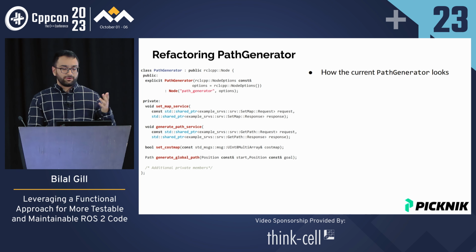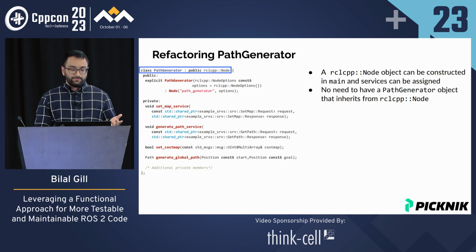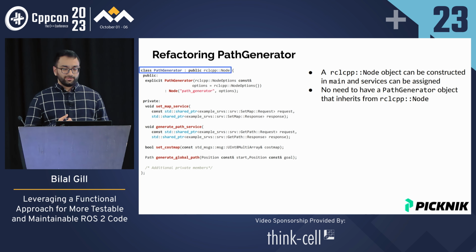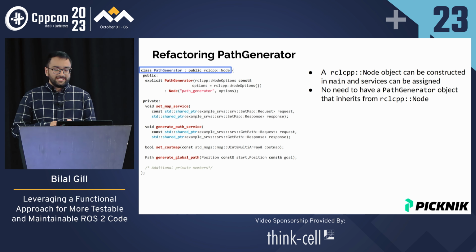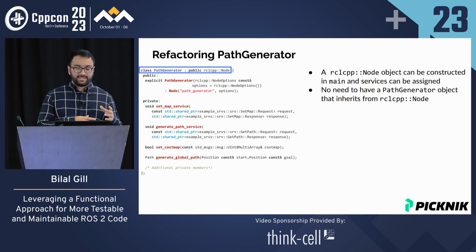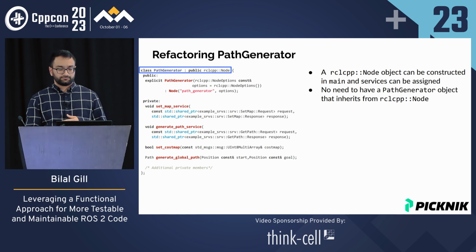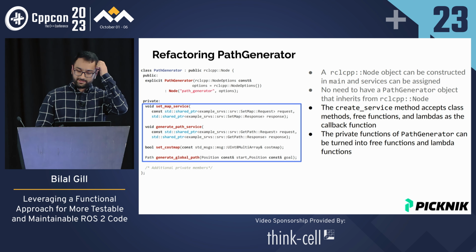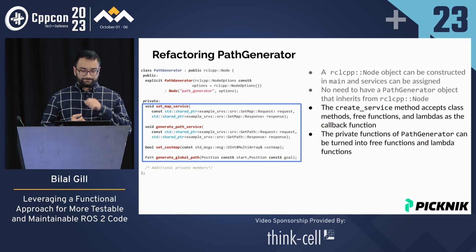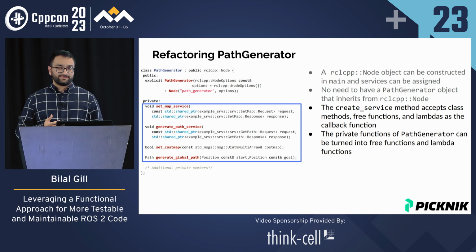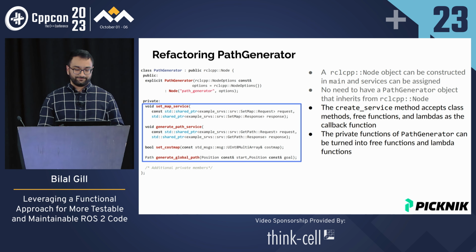So just as a refresher, this is how our current path generator looks. In our code, an rclcpp::Node type object can be constructed in main and services can be assigned at that point. So there is no need to actually have a path generator object that inherits from rclcpp::Node. In the class, we have this create service method, and that accepts class methods, free functions, and lambda functions. And the thing is, the private functions of a path generator can be turned into free functions and lambda functions. So I hope you can see where I'm going to go with this, right?